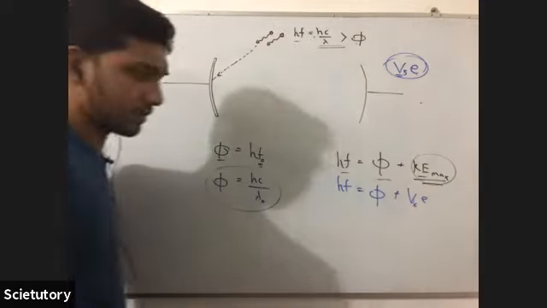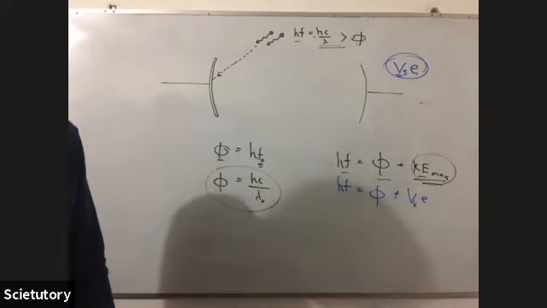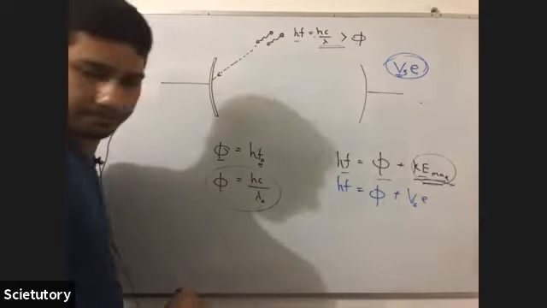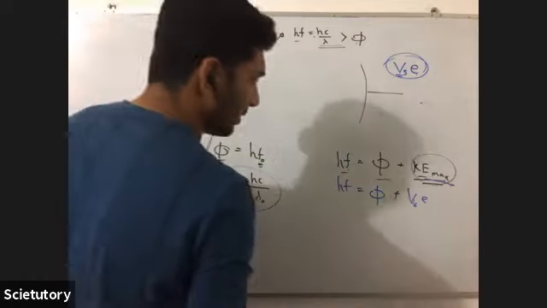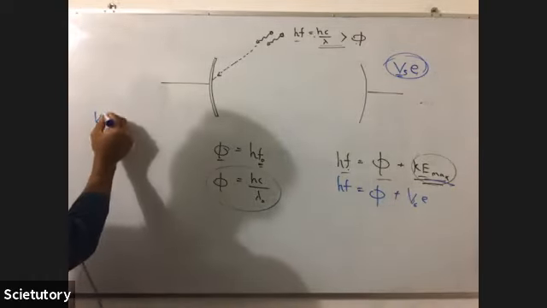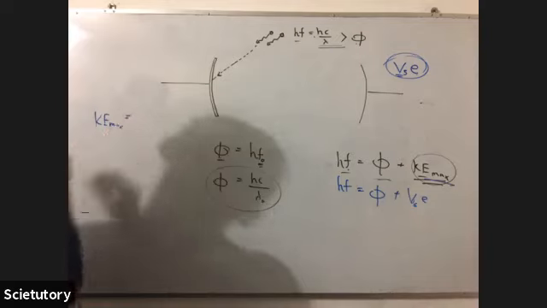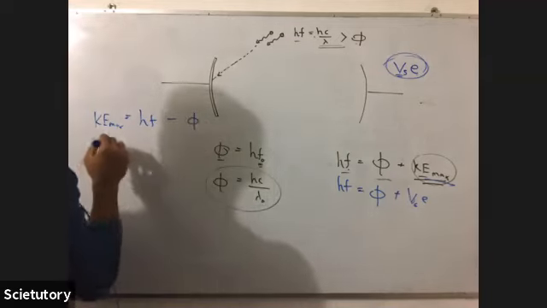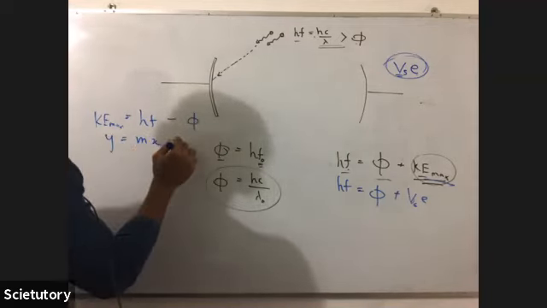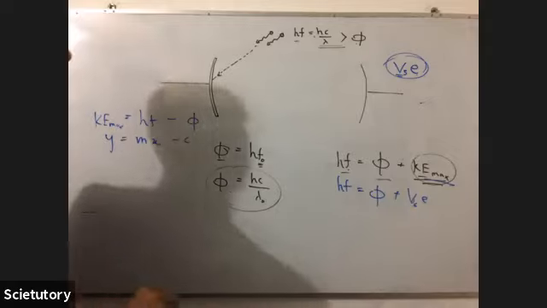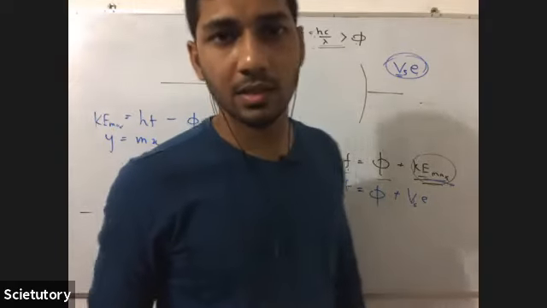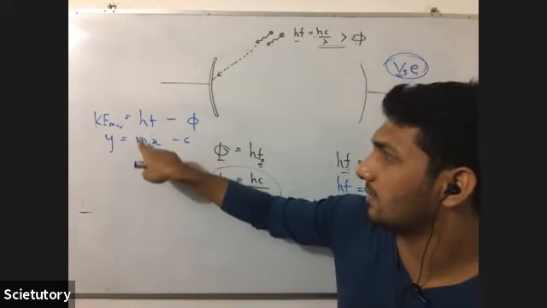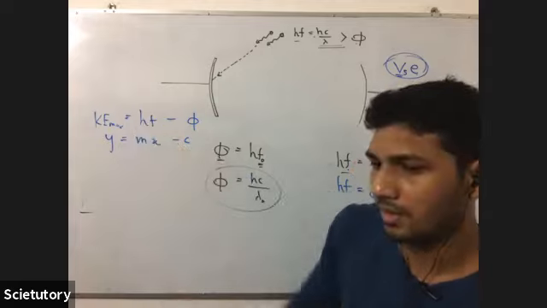Now the question is the graph for this kinetic energy against f. Just make KE maximum the subject, so hf minus phi. So y equals mx minus c. These two different metals have different work functions, so they will have different intercepts. But they have the same h, so h is the same.